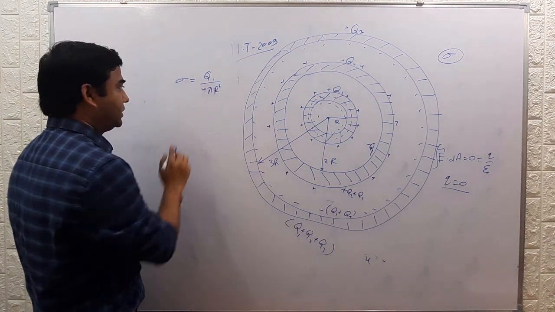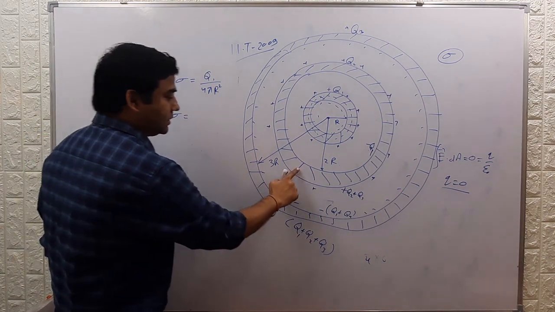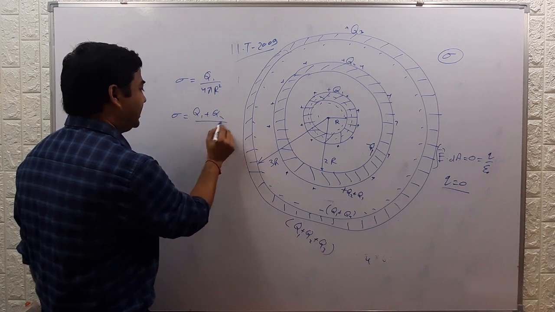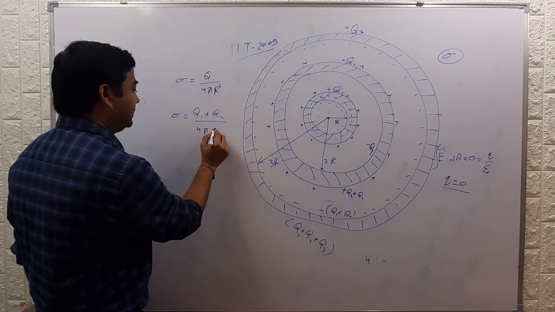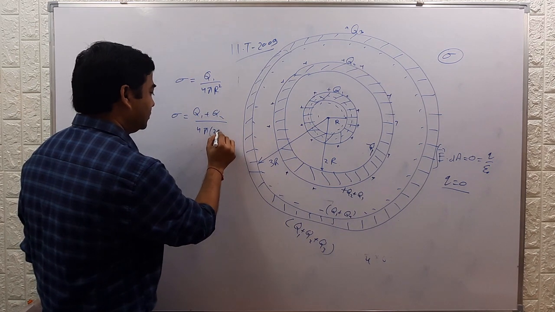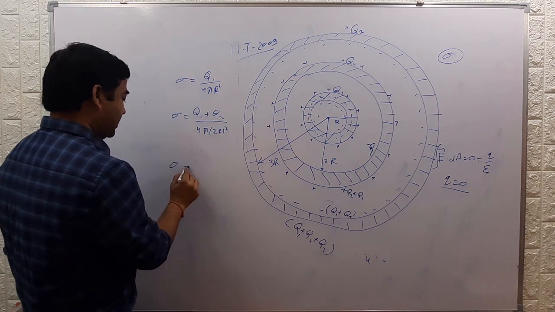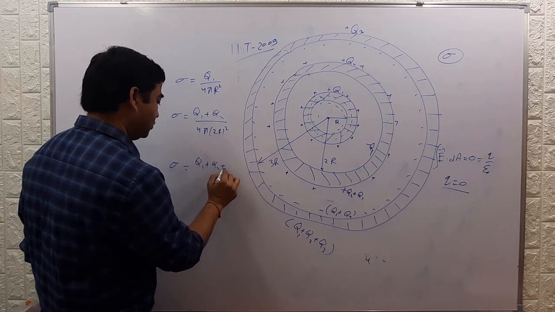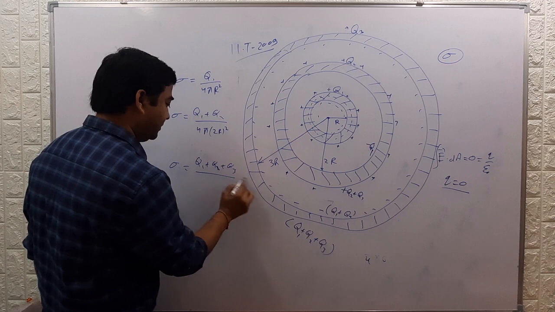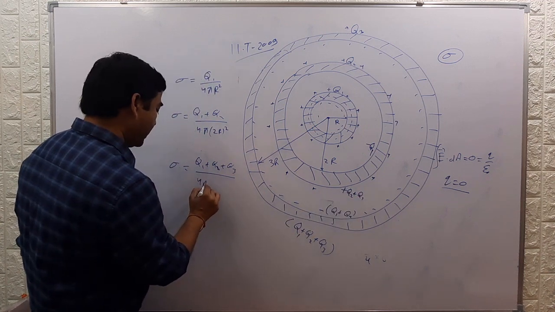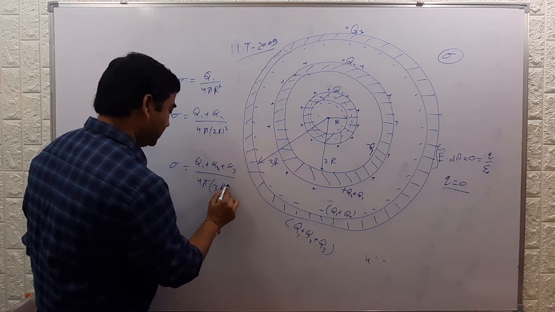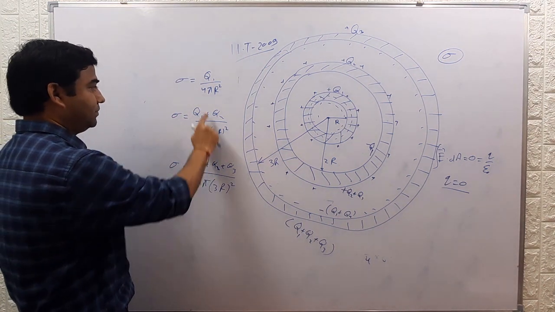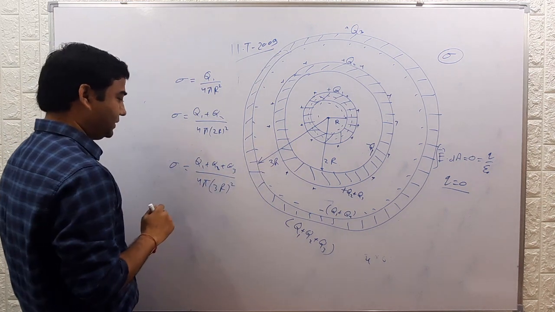Q1 by 4 pi r square. For the middle sphere, the outer surface will have charge density (Q1 plus Q2) by 4 pi, radius is 2r, square. And this sphere will have outer surface charge density (Q1 plus Q2 plus Q3) divided by surface area, that is 4 pi, and radius is 3r square. So these surface charge densities are the same at the outer surfaces of the spheres.